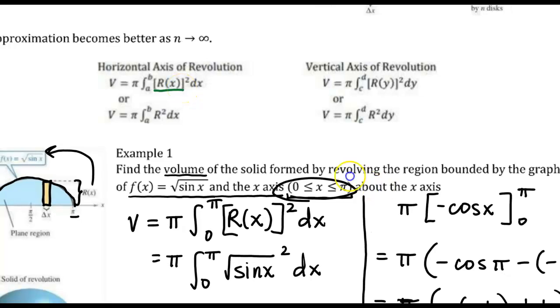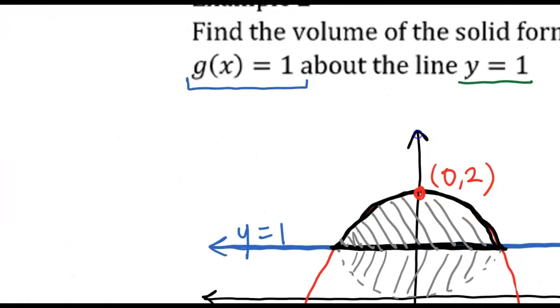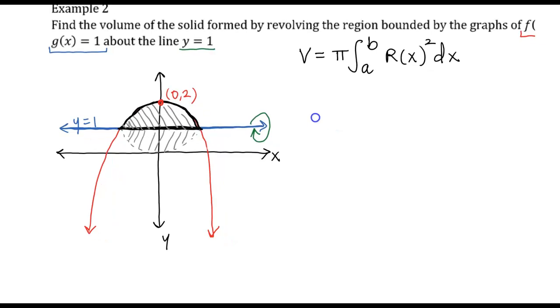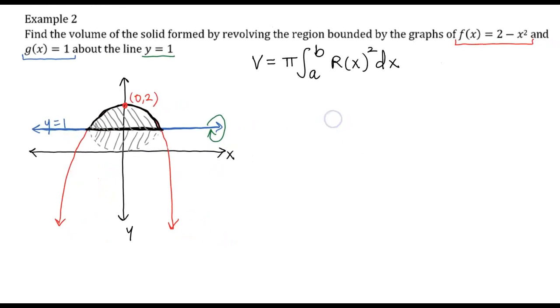Let's talk about how we're going to find our r of x. R of x represents the height of a representative rectangle in that region. So I've sketched in this green rectangle. A couple things to observe is that because our axis of revolution is horizontal, because we are rotating about a horizontal line, we need a vertical rectangle. So the rectangle needs to be perpendicular to the axis of revolution.